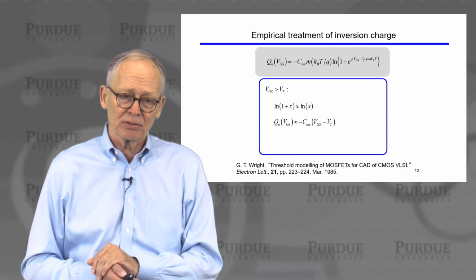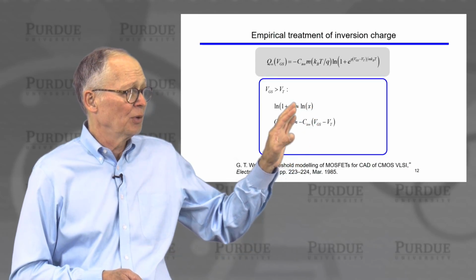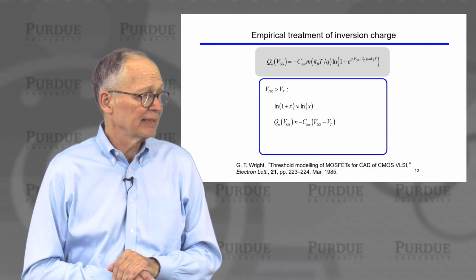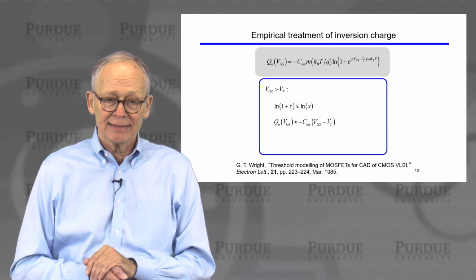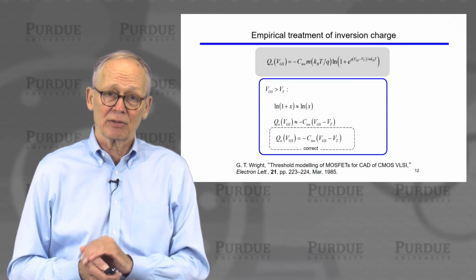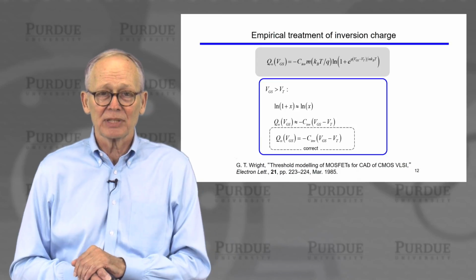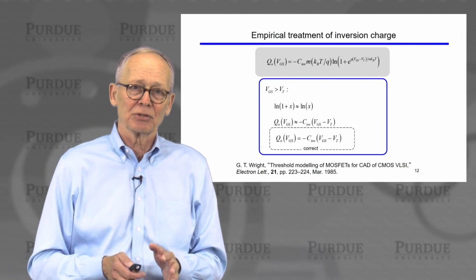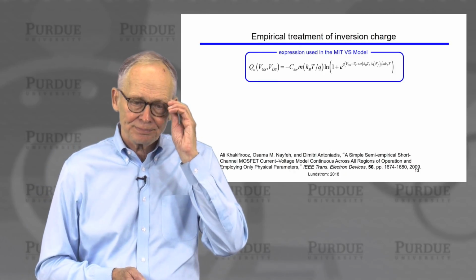If we look at this empirical expression above threshold, we can throw away the 1 in the log of 1 plus x, and we can see that that expression simplifies to C inversion times Vg minus Vt. So we get the correct expression above threshold and nearly the correct expression below threshold. So it's a good empirical way to smoothly connect subthreshold to above threshold.